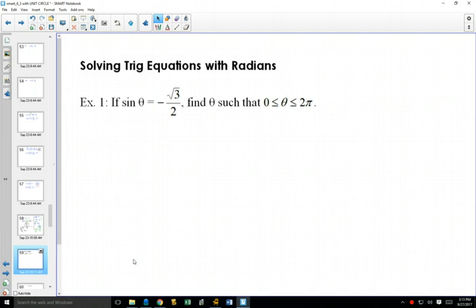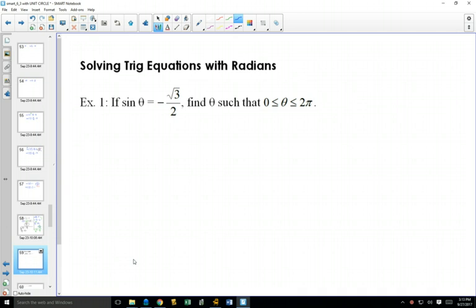Solving trig equations with radians. We can now solve equations without our calculator. So in the past, if you would have got sine theta equals negative root 3 over 2, you would have been dealing in degrees. In the past, this is what you would have done.